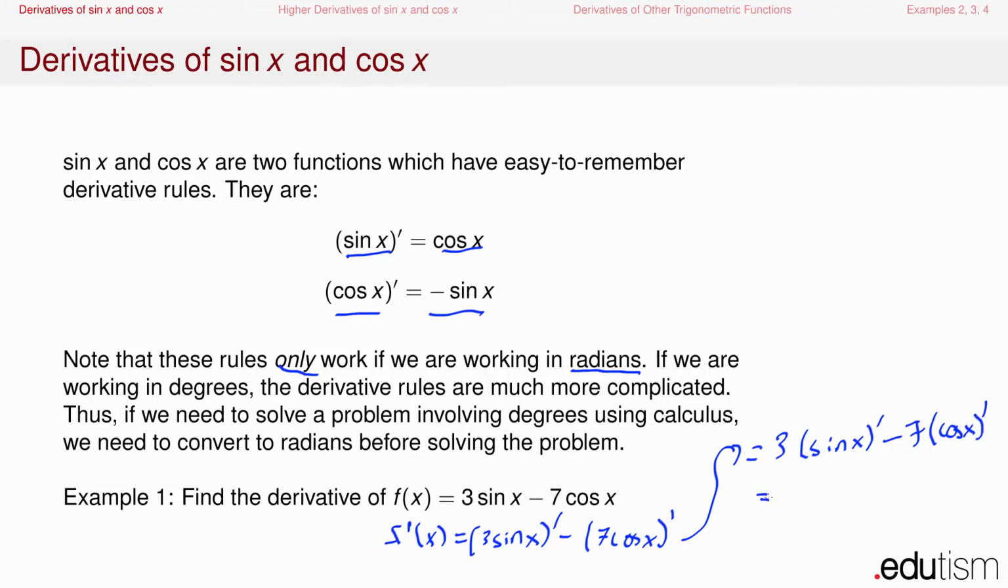The derivative of sine x is cos x, and the derivative of cos x is negative sine x. So in the end, this gives you 3 cos x plus 7 sine x.